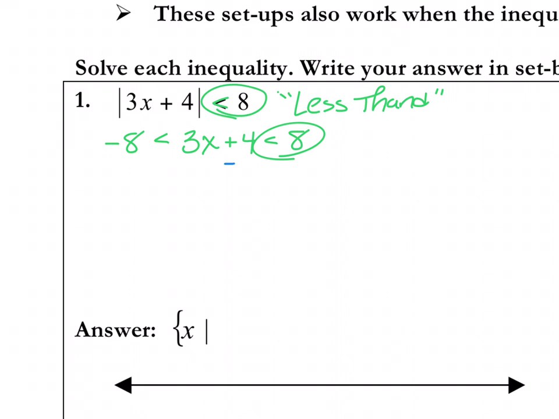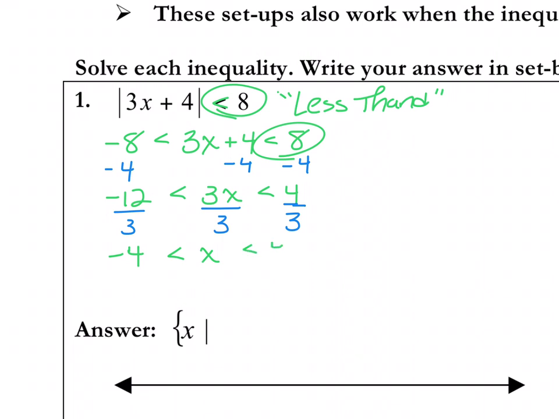So we're going to subtract 4 from every part. And then we'll have -12 is less than 3x, which is less than 4. Then we're dividing through by 3, because we're trying to get x by itself in the middle. So we divide through by 3. We're going to have -4 is less than x, which is less than 4/3. Okay, in set builder, that's the set of x such that -4 is less than x, which is less than 4/3.